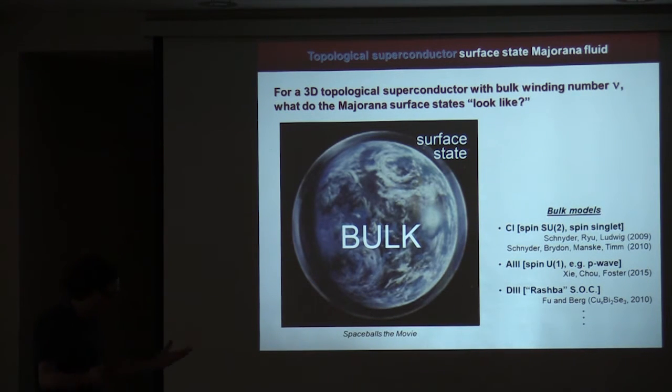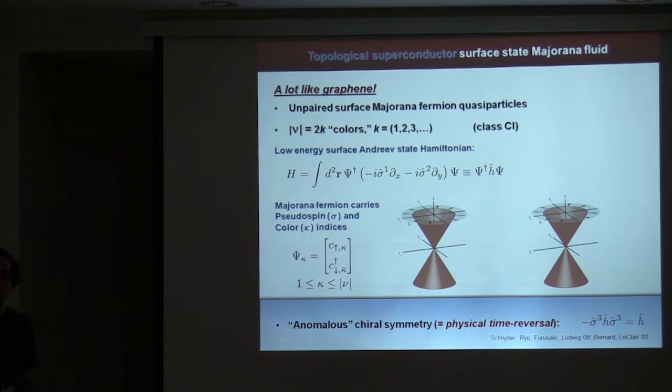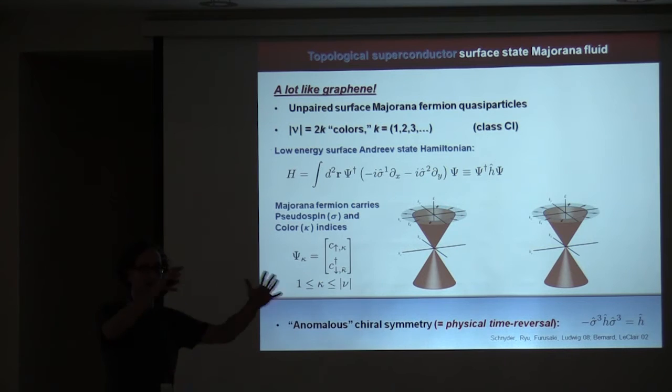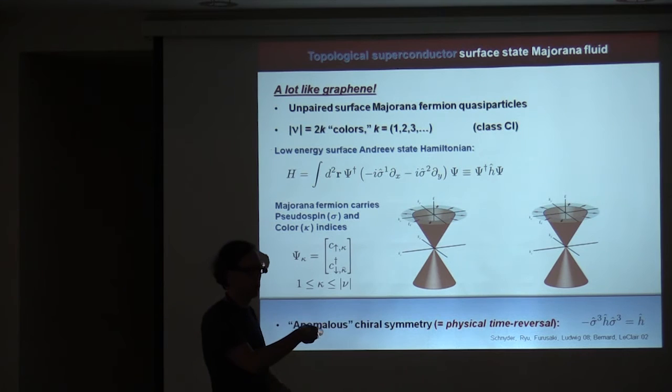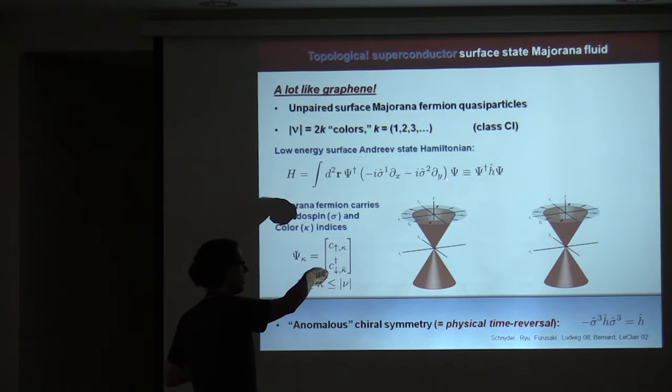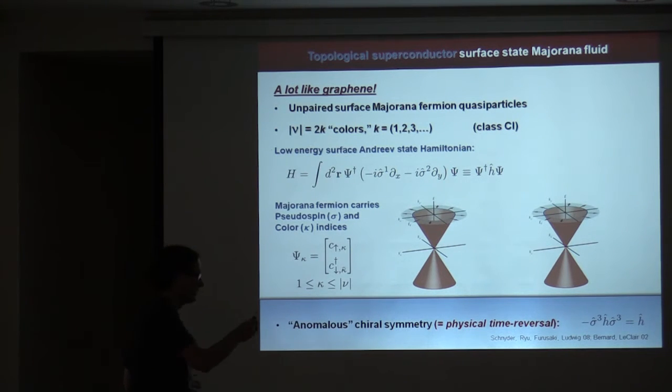So now I want to step back and say, let's assume we have a perfect sample of a bulk topological superconductor and ask, what do the surface states look like? And the answer is that superficially, they look a lot like graphene. So you have massless relativistic quasiparticles running around on the surface of your sample. So I can write down a Hamiltonian. This is in the absence of disorder, the absence of interactions. I have some Dirac or Majorana spinor. If I'm talking about a case where spin is conserved, I can actually write it down in terms of a complex spinor. In class DIII, where there's no conserved spin, then this is necessarily real. That's a technical detail.